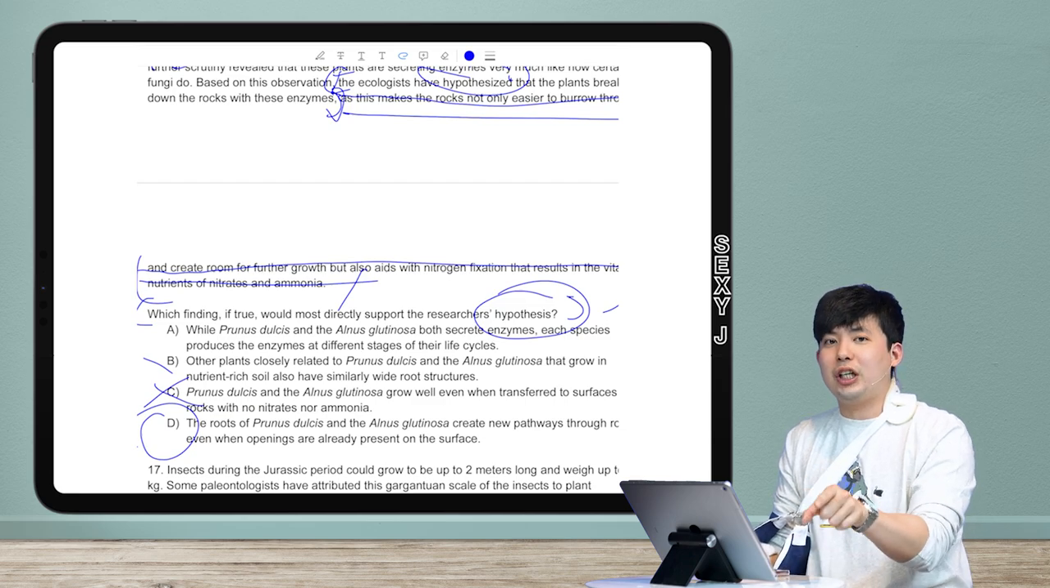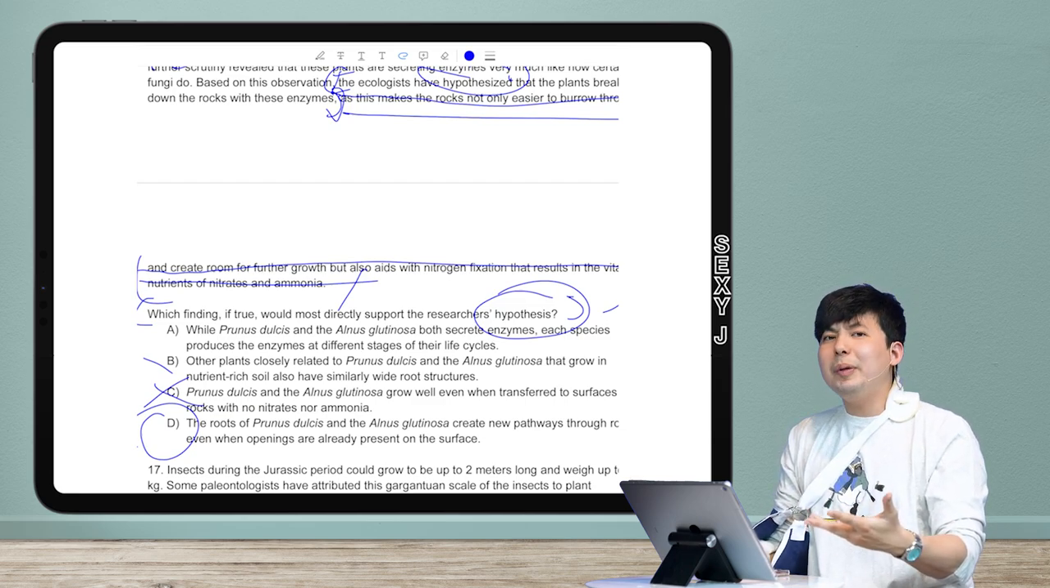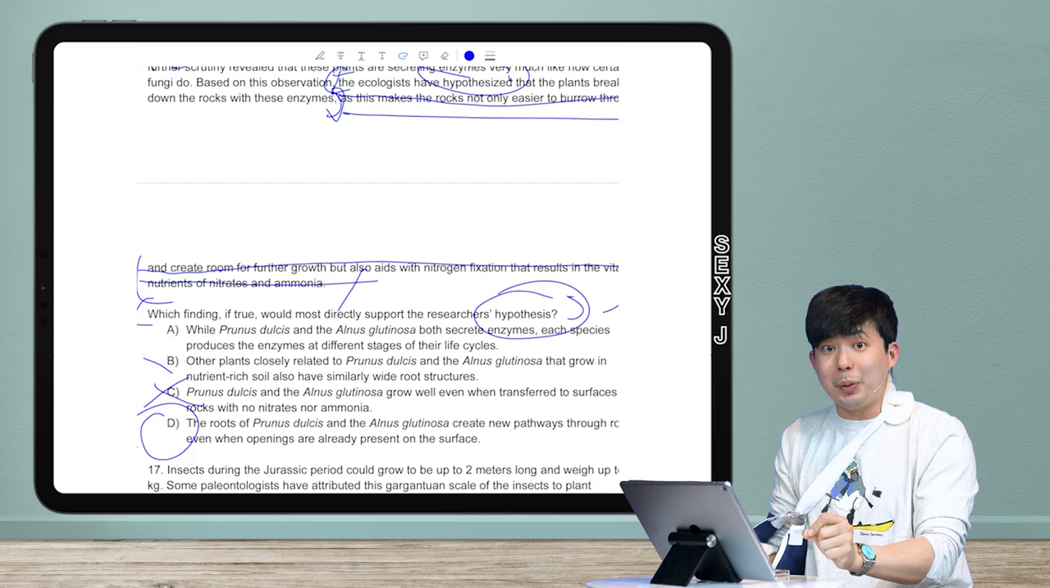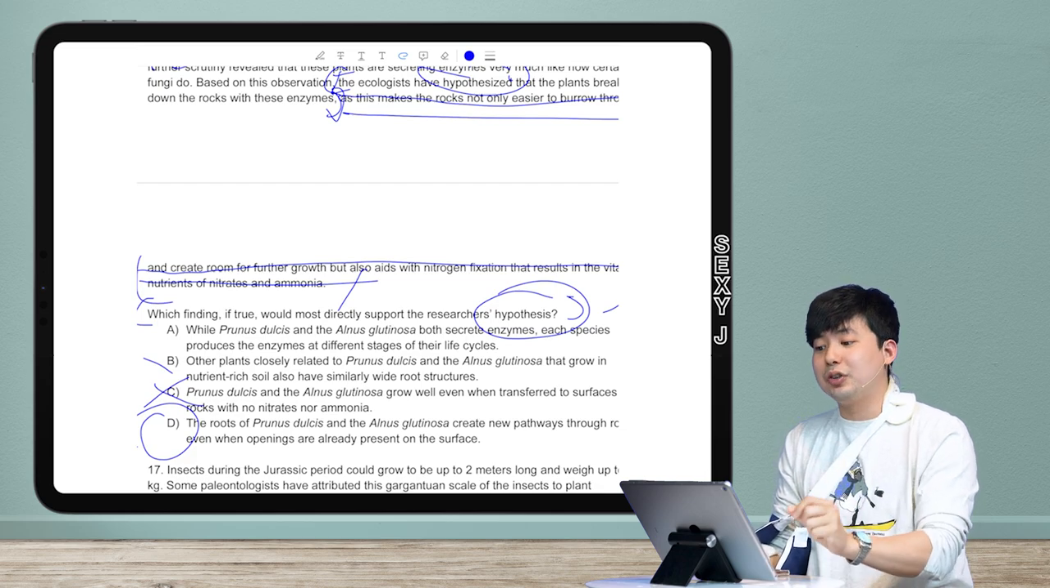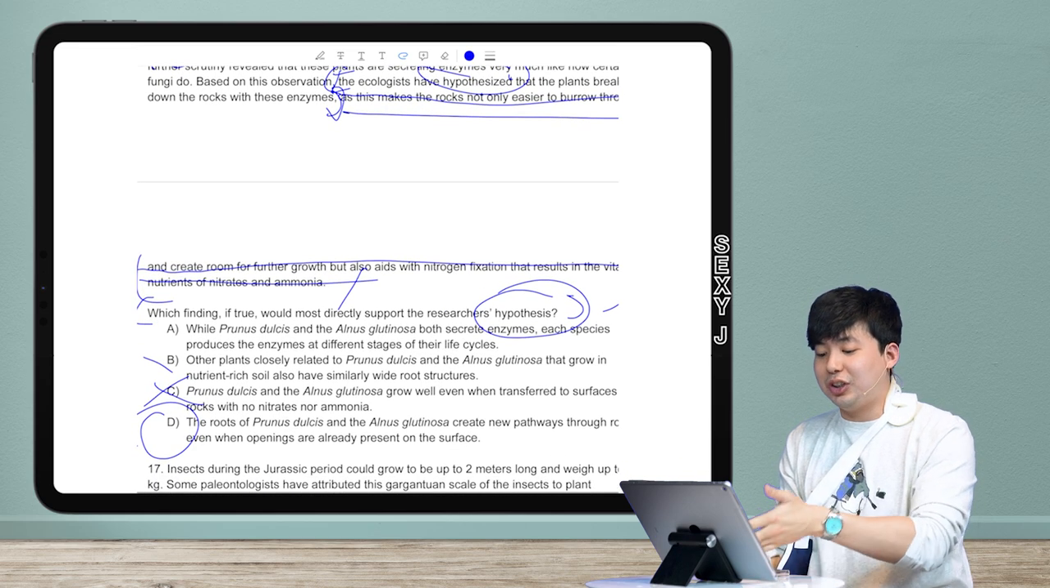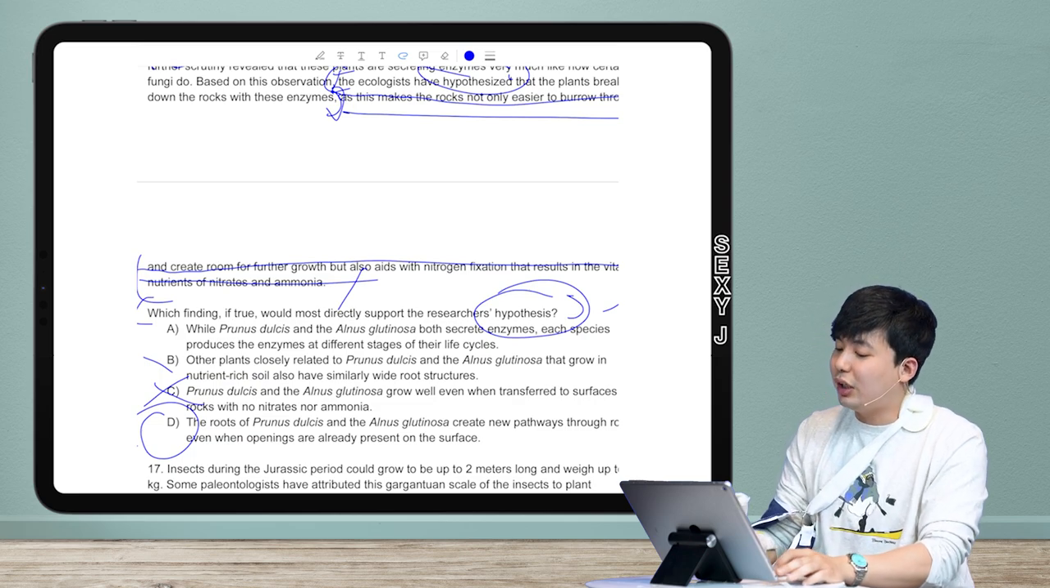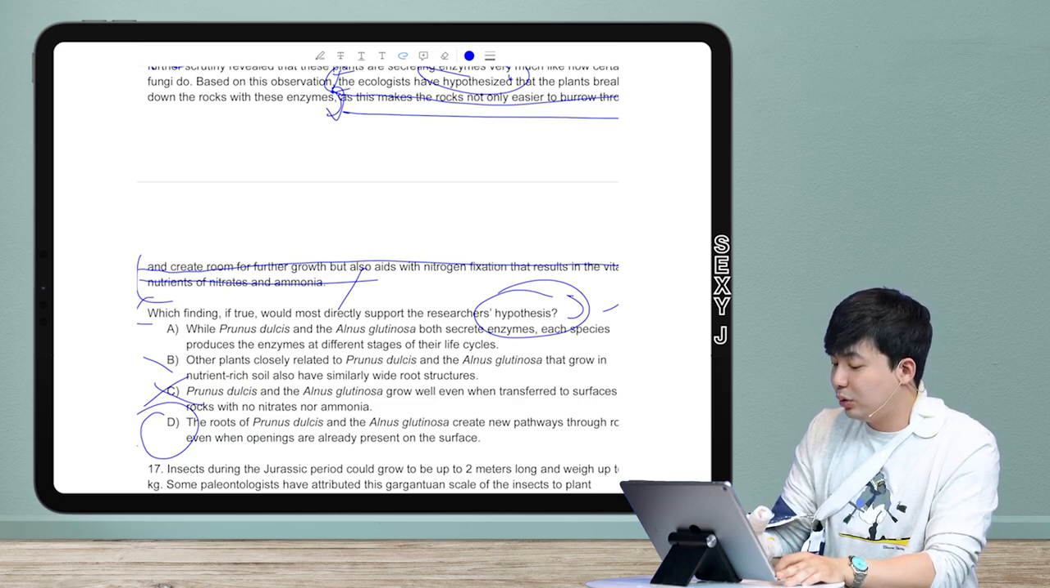No, because as you guys know from probably at least 30 of my videos, you guys have to paraphrase. You guys have to paraphrase. So it said they break down the rocks. Did they say it in the correct answer choice? No, of course not. Because that'd be too easy. That'd be a nice thing to do.